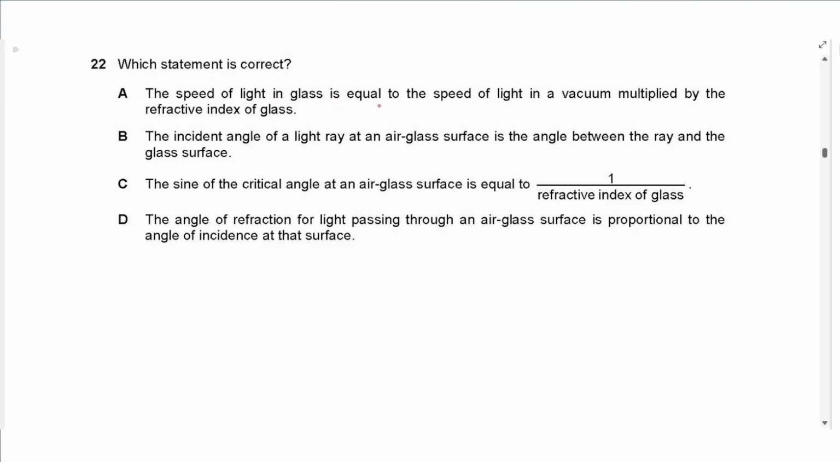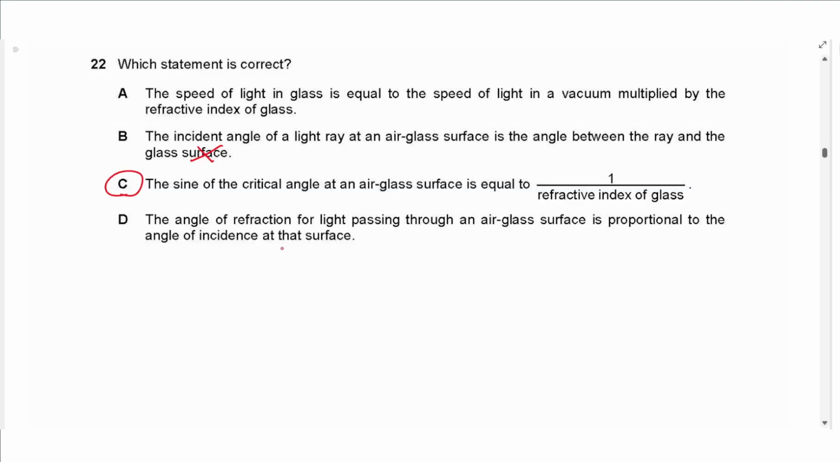The next question says, which statement is correct? The speed of light in glass is equal to the speed of light in a vacuum. No, it's less. The incident angle of a light ray at an air glass surface is the angle between the ray and the glass surface. No, it's between the ray and the normal. The sine of the critical angle at an air glass surface is equal to 1 over the refractive index of glass. That is correct. The angle of refraction for light passing through an air glass surface is proportional to the angle of incidence at that surface. No, it is the sines of the angles that are proportional, not the angles themselves. So the sine of the angle in air is proportional to the sine of the angle in the medium.